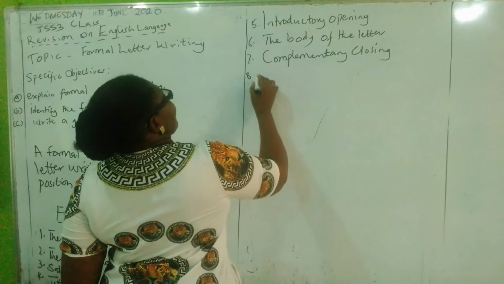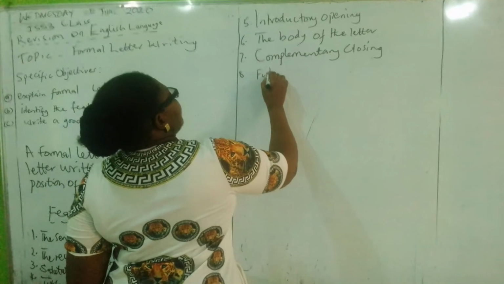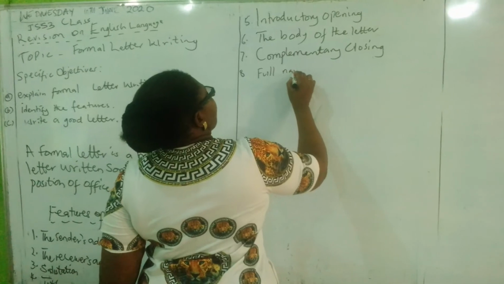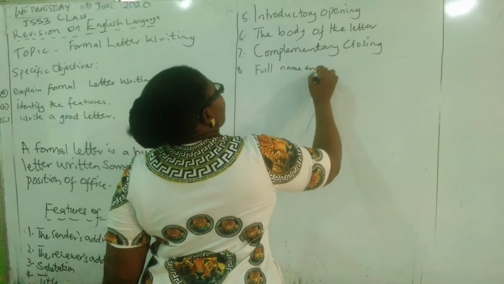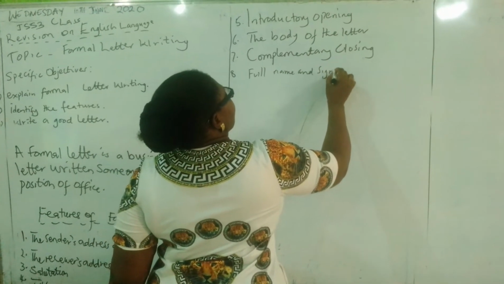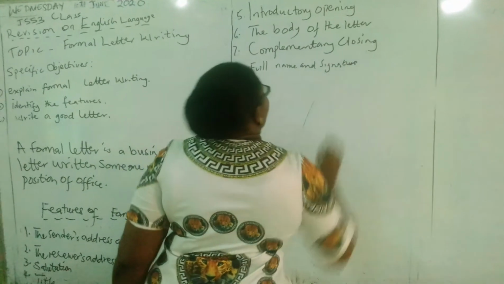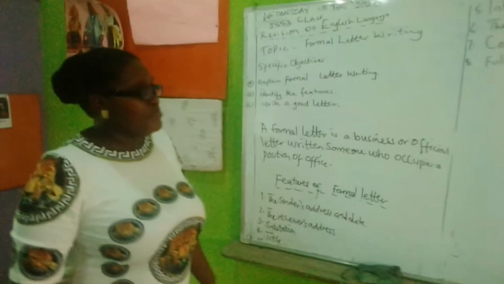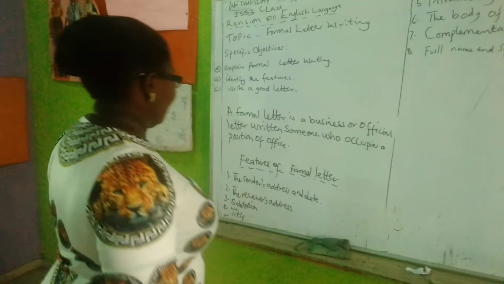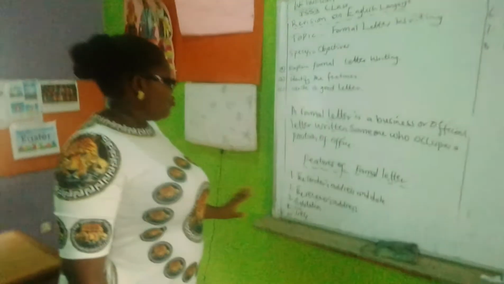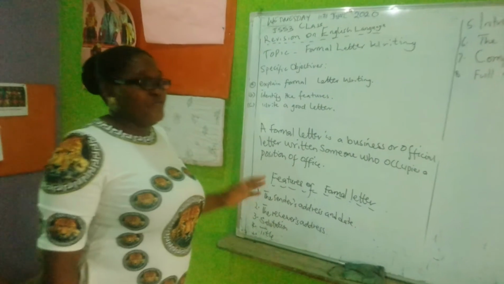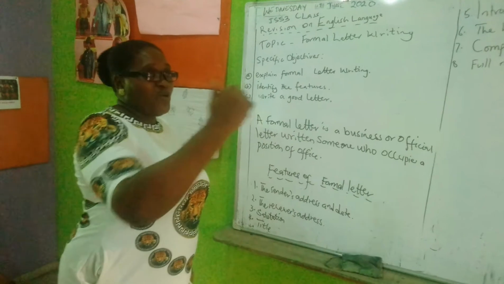Alright, then you have the full name and signature. Okay, these are the features of a formal letter. This is how all these things are embedded in formal letter writing. So when you want to write a letter, you look at these features. As you look at the features, you follow them sequentially.